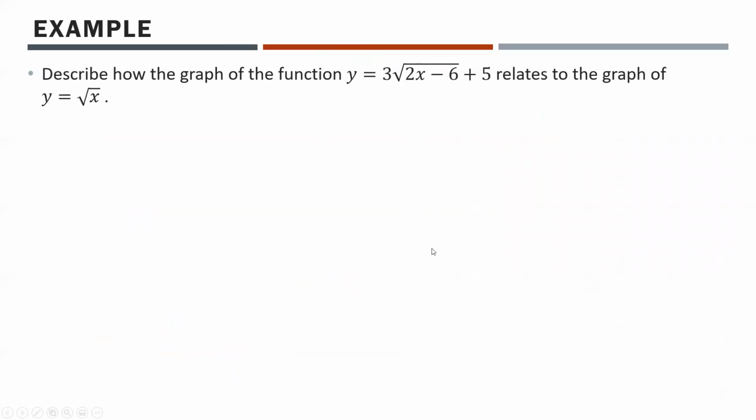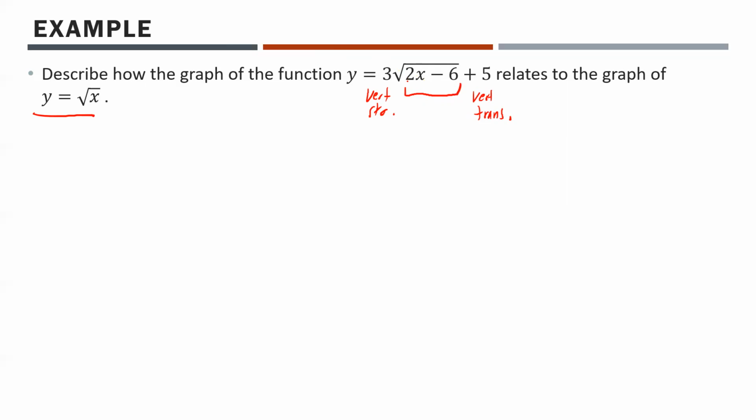So here's an example. Describe how the graph of the function y equals blah, blah, blah relates to the graph of y equals the square root of x. So let's analyze what they did. This is our base function. Let's analyze what they did to it. There's a 3 on the outside of the function. That's probably a vertical stretch right there. There's a 5 on the outside of the function. That's probably a vertical translation.